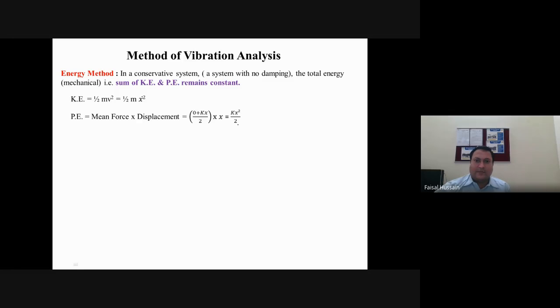So for example, kinetic energy is half m v square. Here I have replaced velocity with x dot square. Velocity is replaced by x dot. In vibration, we represent velocity by x dot and acceleration by x double dot.